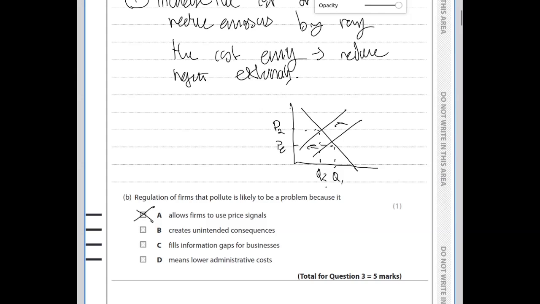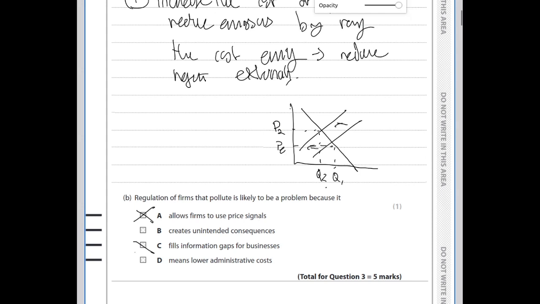Also, allowing firms to use price signals would be a benefit. So that's also not a problem. Filling information gaps for businesses would also be a benefit, right? It's also unclear if there is an information gap for businesses. People know that pollution is bad. Businesses are aware of how much they pollute. So there's not really an information gap that's being filled. Also, this would be a benefit.